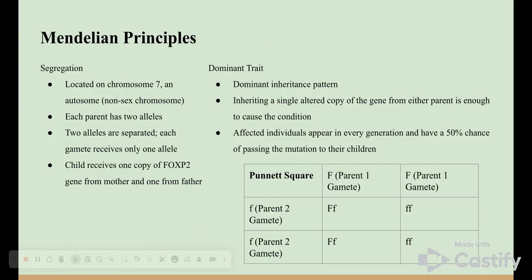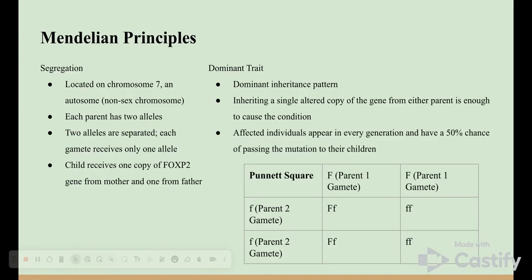Next, I'm going to talk about the relationship between this gene and Mendelian principles. The FOXP2 gene is located on chromosome 7, so it's an autosome, and an example of how Mendelian principles operate in humans, because each parent carries two alleles for this gene, and the law of segregation states that these two alleles separate during gamete formation so that each gamete receives only one allele. Consequently, a child inherits one copy of the FOXP2 gene from the mother and one from the father.